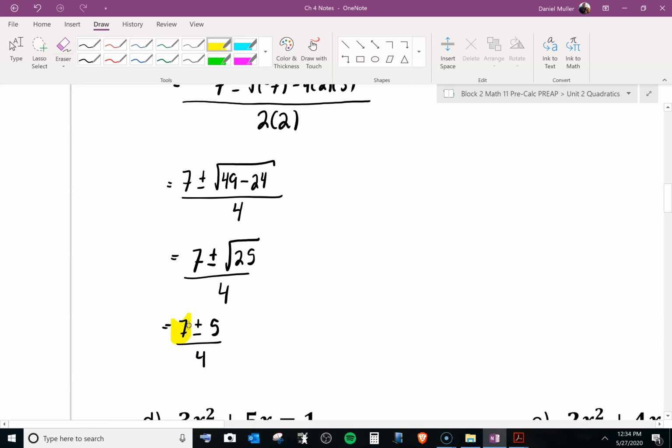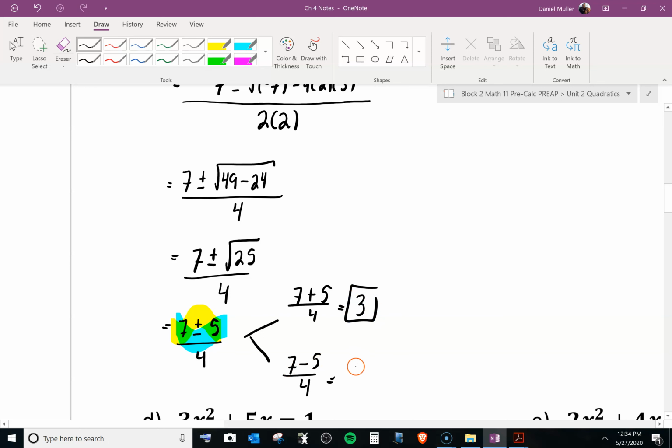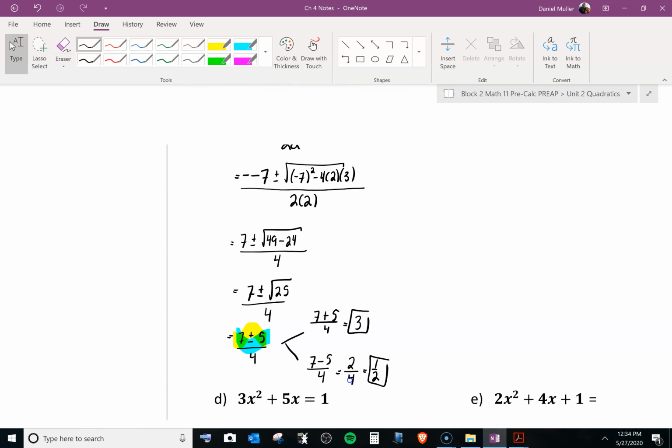So I've got two options. I've got 7 plus 5 all over the 4. And then I've got the 7 minus 5 all over the 4. So the 7 plus 5 is 12. 12 over 4 is 3. And 7 minus 5 is going to be 2 over the 4. Oh, that's just a half. And that's our answers. X equals 3 and x equals a half. So that worked out pretty nicely.